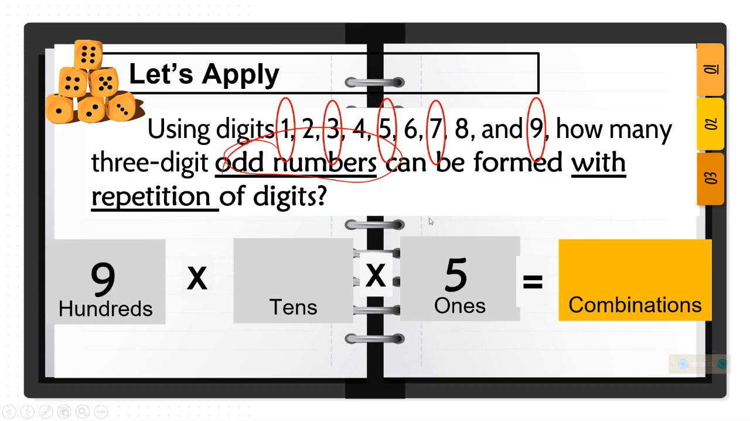And then we are going to have the hundreds digit. Since we have 9 digits, we have here 9. And then the tens digit will be, okay, 9, because with repetition. So it means you can repeat the digit. Okay? So 9 times 9 times 5 is equal to, correct, 405.